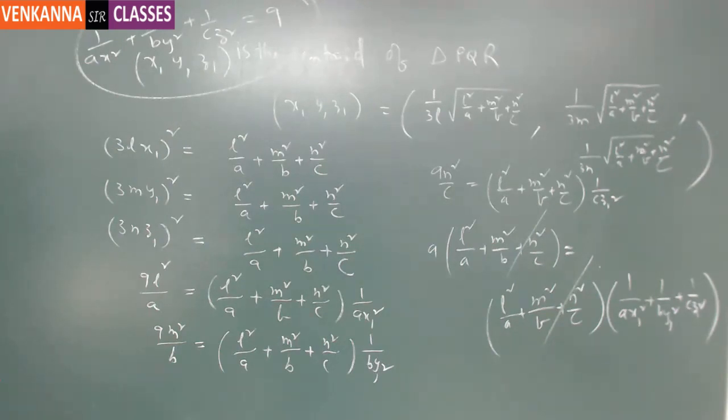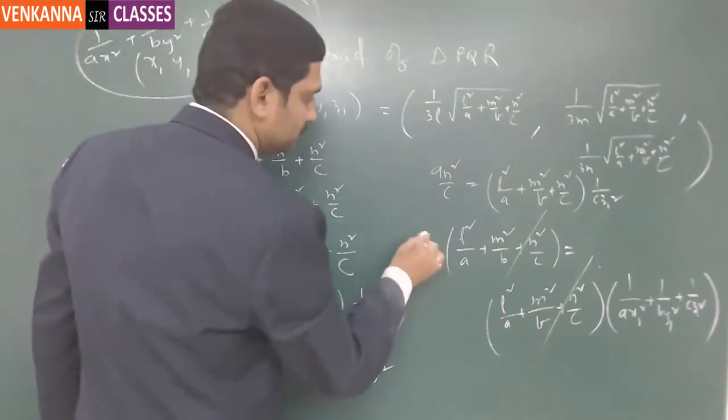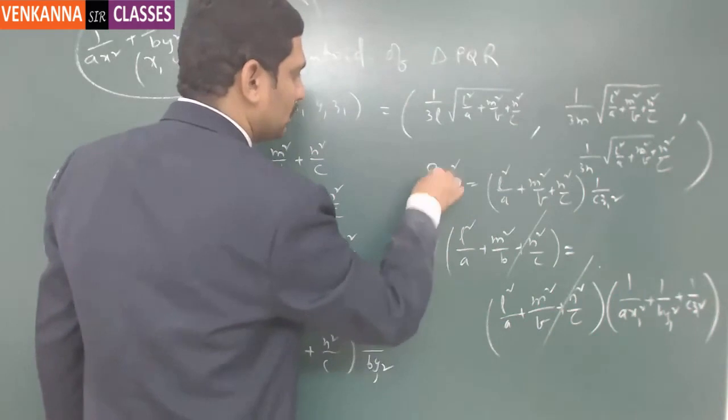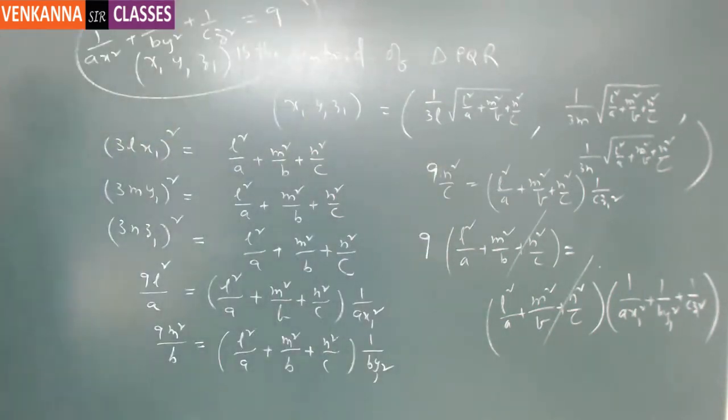So in order to cancel the parameter, I want to cancel l square by a plus m square by b plus n square by c. For that, I have considered 1 by a x1 square for the first, 1 by b y1 square for the second, 1 by c z1 square for the third. So I will get this type of notation. Please check on that. This is 9 actually, 9, 9 and 9 here.